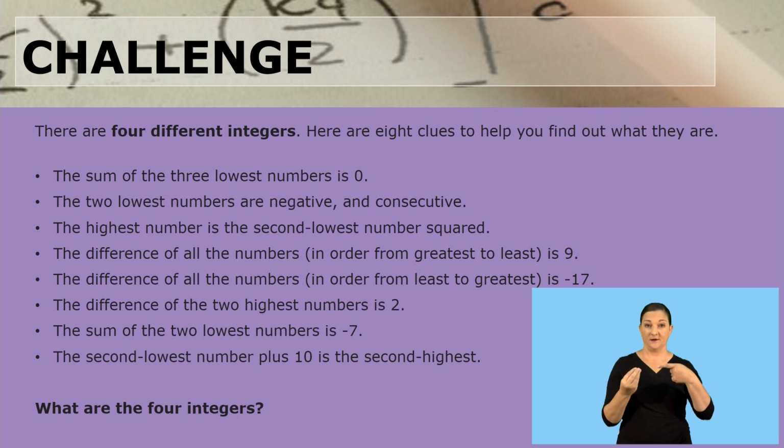The highest number is the second lowest number squared. The difference of all the numbers in order from greatest to the least is 9. The difference of all the numbers in order from the least to the greatest is a negative 17. The difference of the 2 highest numbers is 2. The sum of the 2 lowest numbers is negative 7. And the last clue there is the second lowest number plus 10 is the second highest.